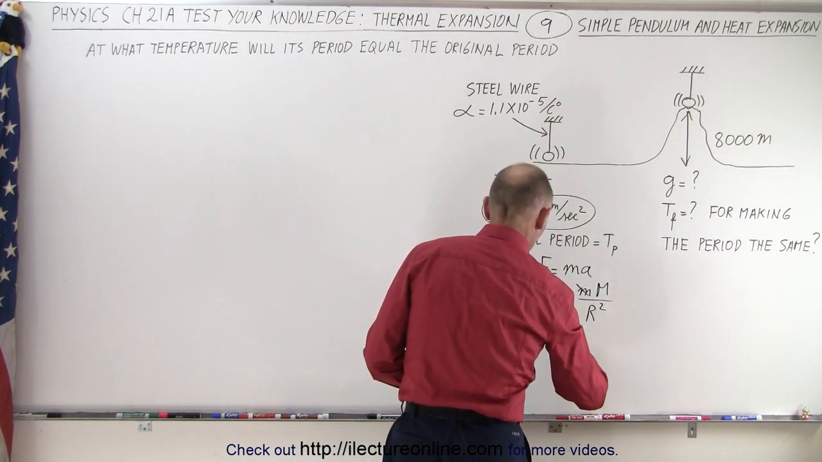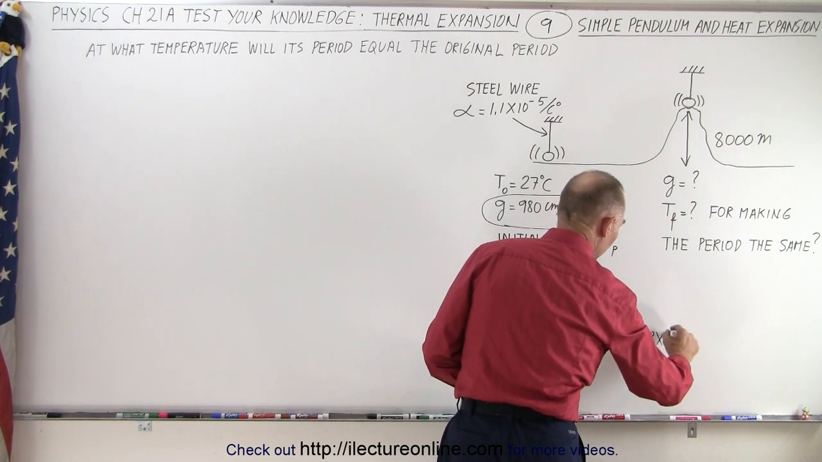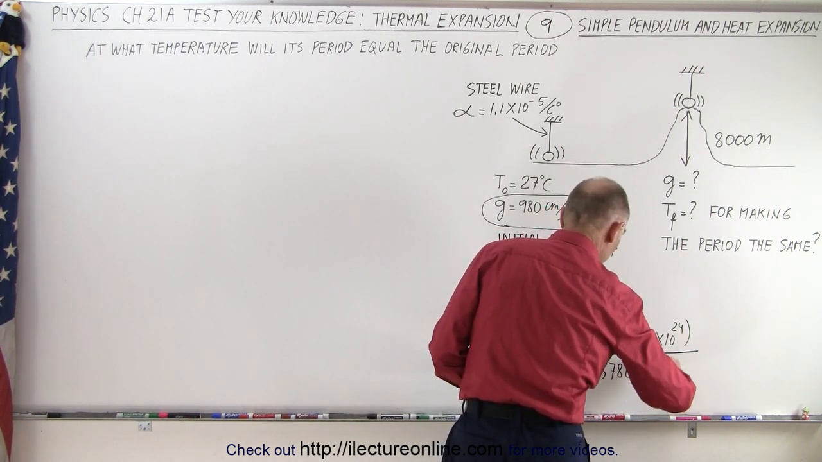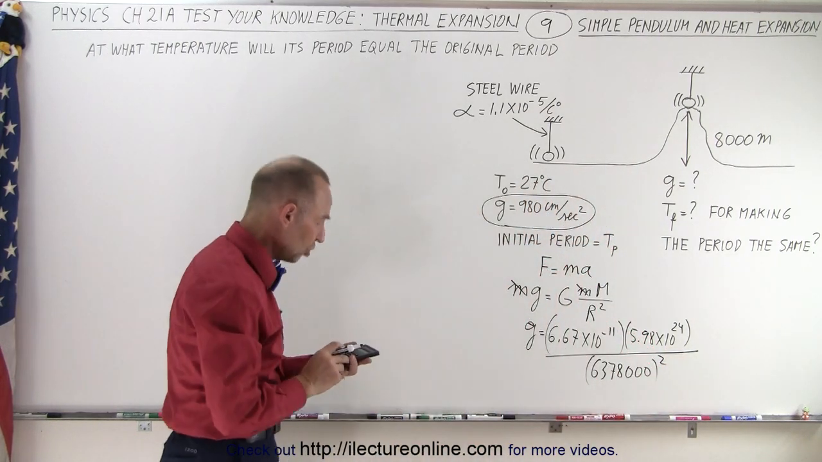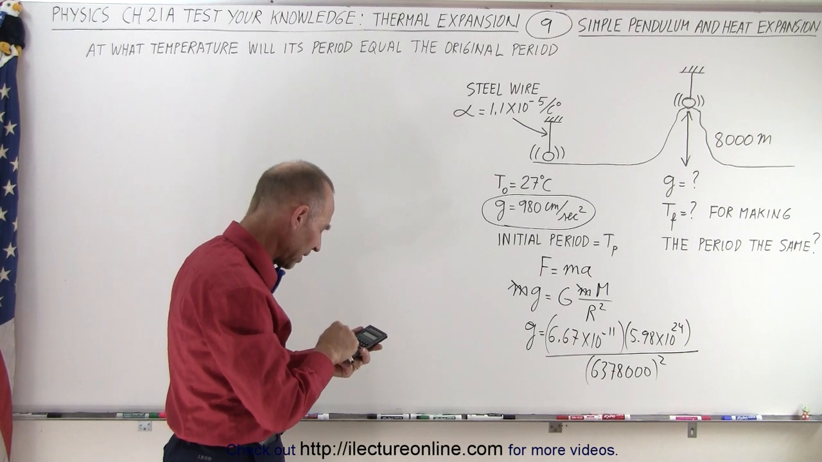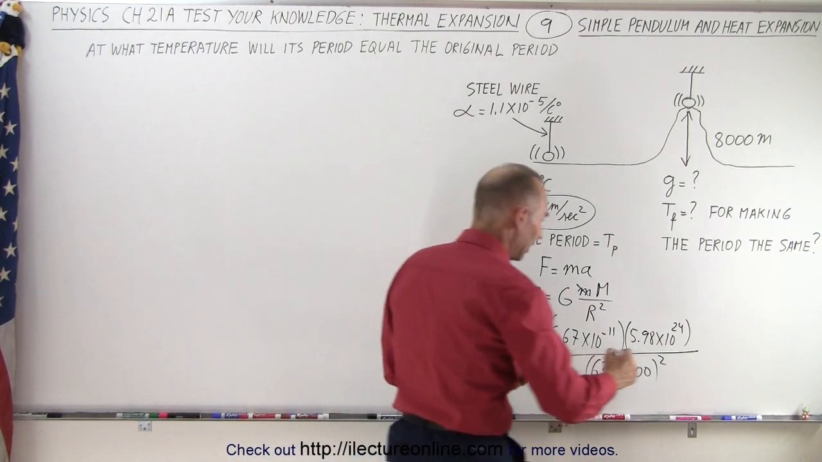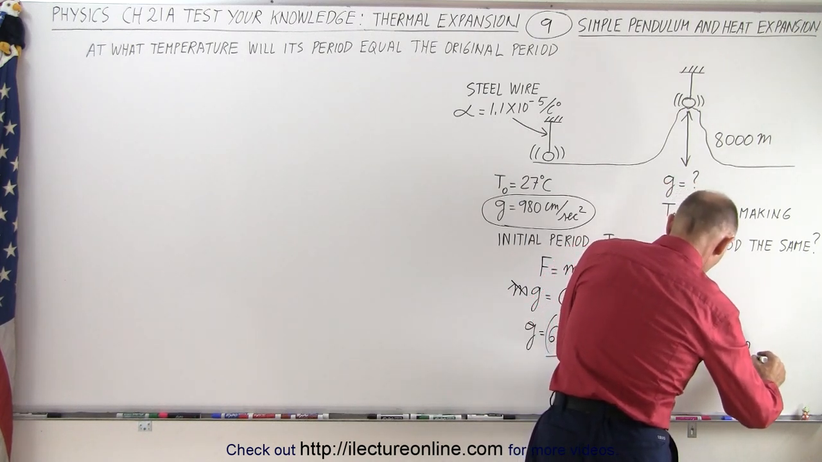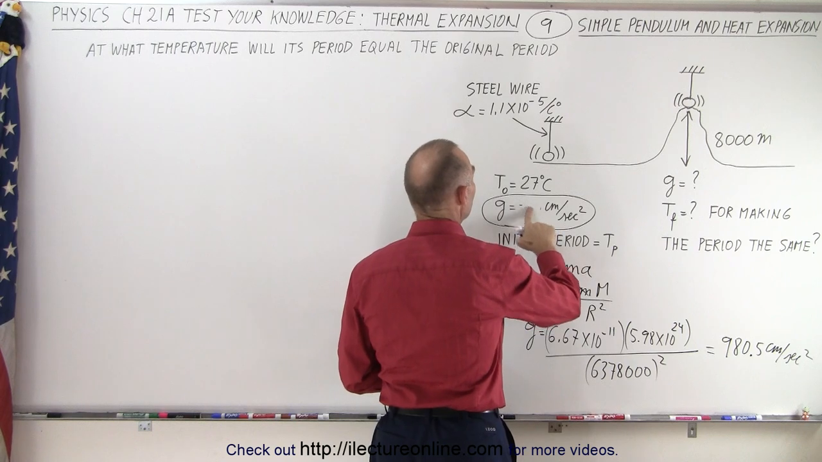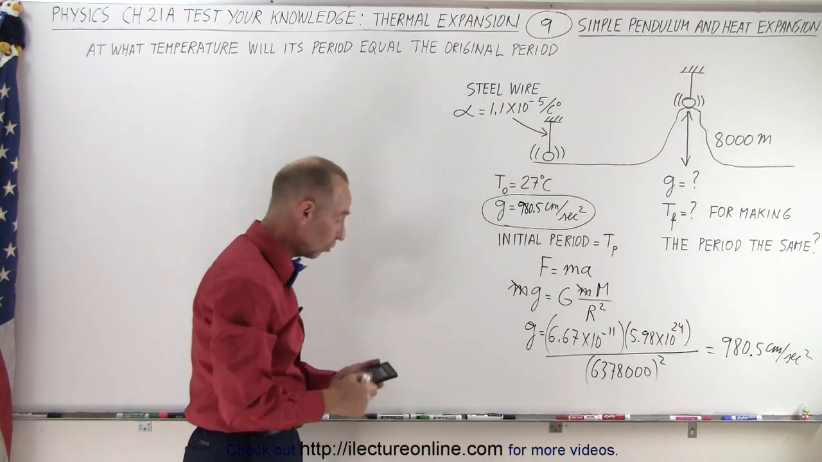Plugging in numbers, we can say that g is equal to 6.67 times 10 to the minus 11, the mass of the Earth, 5.98 times 10 to the 24th, that's in kilograms, all divided by the radius at the equator. The radius is 6,378 kilometers, converted to meters, and squaring that. So that gives us a g. Let's find out what that's equal to. 6.67 e to the minus 11, times 5.98 e to the 24, divided by 6,378,000 squared equals, and we get something like 980.5, that would be centimeters per second squared. So let's go ahead and amend this. Let's make this 980.5, because I used a radius of 6,378 and used the following numbers.